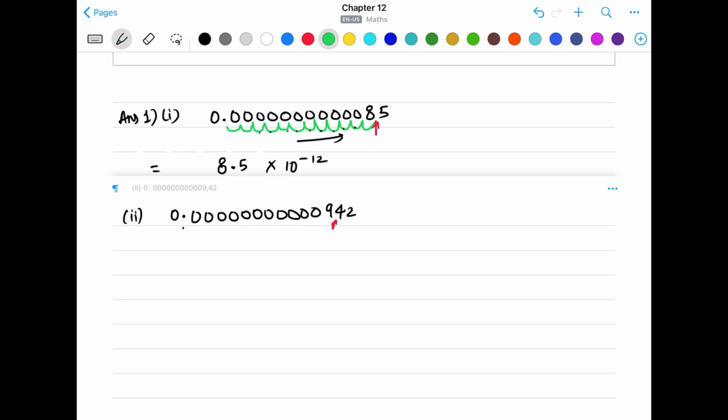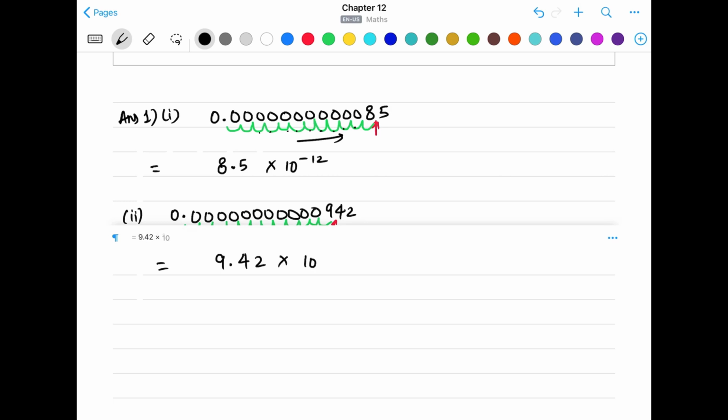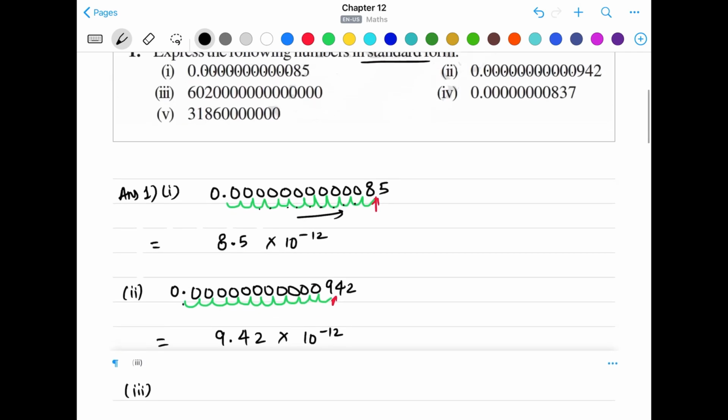That first number is 9. So let's count the number of places we are going to move this. It is 1, 2, 3, 4, 5, 6, 7, 8, 9, 10, 11 and again 12. So this will be 9 point, and we write all the numbers after the decimal, that is 4, 2, then 10 raised to power. Since again we are moving from left to right, the power of exponent will be negative 12. I hope you understood the second one. Let's see the third one now.